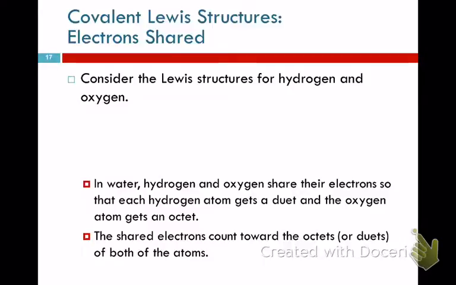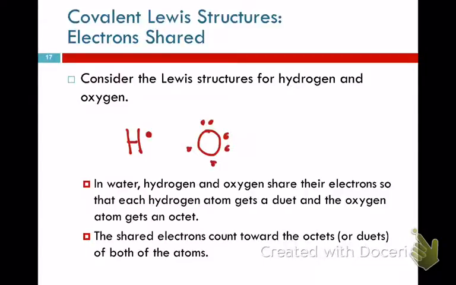Okay, so we're going to do the Lewis structure for hydrogen and oxygen. What's the Lewis dot structure for hydrogen? H, and it's got 1 dot. And oxygen is O with 6 dots.